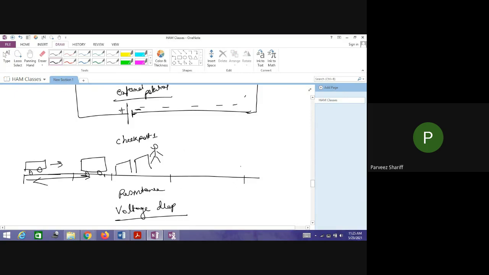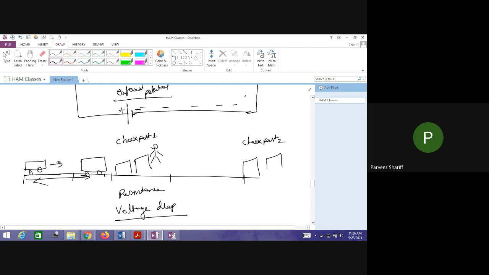Okay. And after a certain distance, say after 10 kilometers, there is another check post. This is check post 2, and it falls on the same road. There is no diversion anywhere. It's a single road.